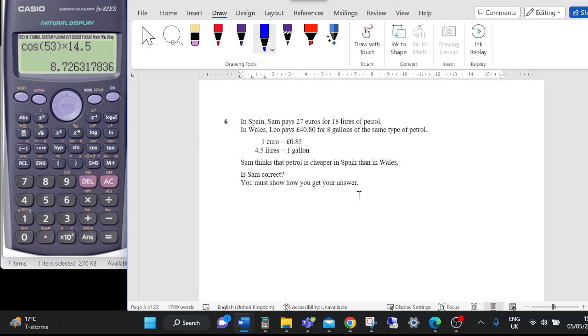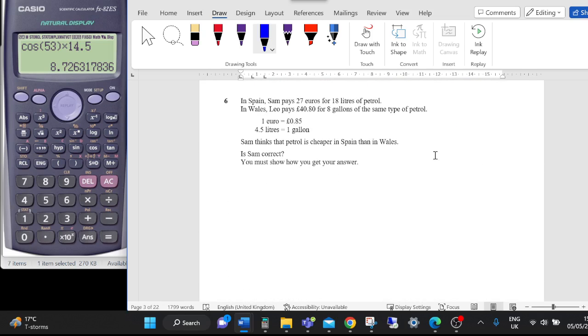Right, question 6 then. So we've got our conversion, double conversion it looks like. In Spain, Sam spends €27 for 18 litres of petrol. In Wales, Leo pays £40.80 for 8 gallons of the same petrol type. Sam thinks petrol is cheaper in Spain than in Wales. Is Sam correct? You must show how you got your answer.